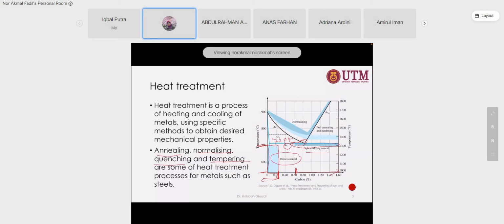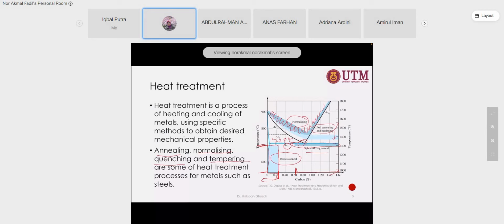Okay. Why do we give a different name? Because when you conduct the process, the mechanism is different. The mechanism by which they change the properties occurs differently. So we differentiate it by name. Okay. And then there is another process called normalizing. Okay, normalizing, and others are full annealing and hardening. Okay, normalizing, basically you can have it for any composition of the steel, and the temperature is about 50 to 100 degrees above.